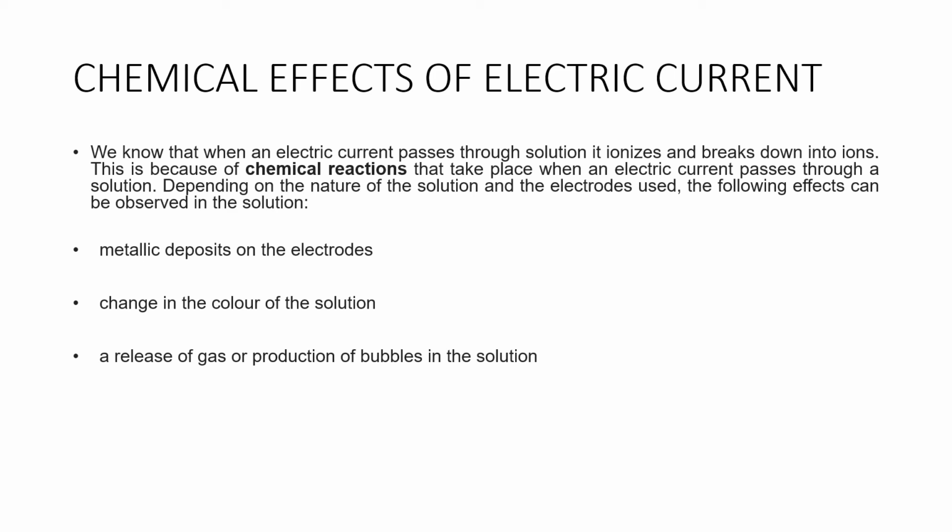Chemical effects of electric current. We know that when electric current passes through a solution, it gets ionized. This is because of the chemical reaction that takes place when electric current passes through a solution. Depending on the nature of the solution and the electrodes used, the following effects can be observed in the solution.